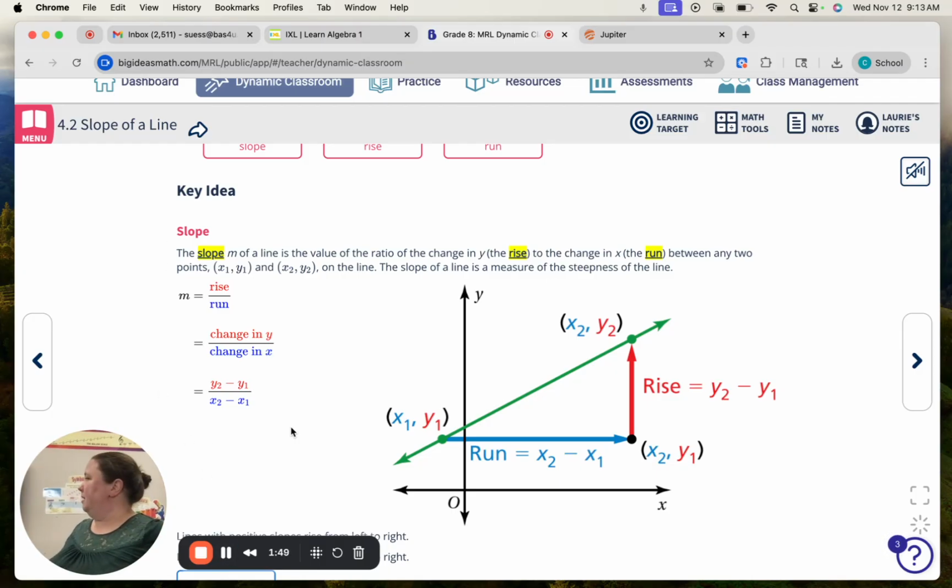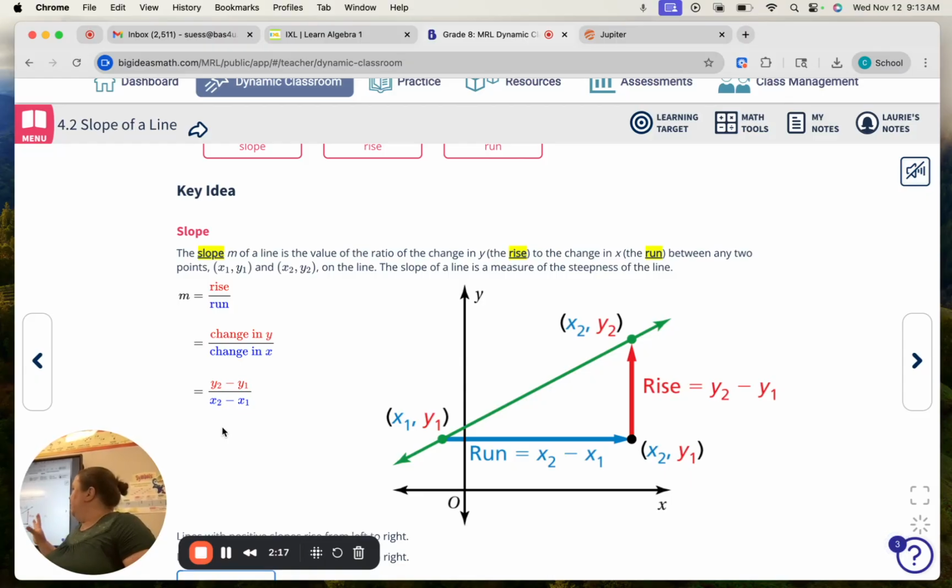Okay, so we've talked about slope, and you've heard me say rise over run, and you've heard me talk about it being the change in y over the change in x. The change in y over the change in x can be represented by this equation you see right here, y2 minus y1 over x2 minus x1. That is also something you guys need to probably memorize. You will see this again in high school.